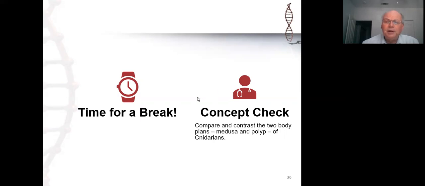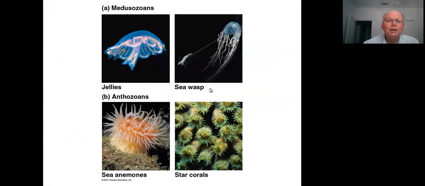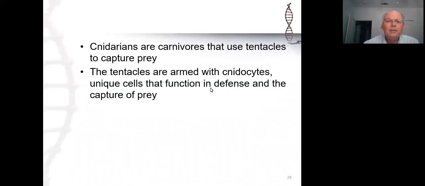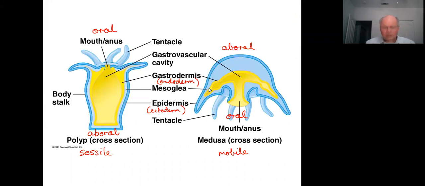So compare and contrast the two body plans of the Medusa and the polyp of Cnidarians. So let's go and take a look at the diagram again. We can go back to that. So here are the two body plans. Both of them have a two-layer body plan, the epidermis on the outside derived from ectoderm, and the lining of the gastrovascular cavity, the gastrodermis, derived from endoderm. They both have a single opening into the gastrovascular cavity, the mouth anus opening.